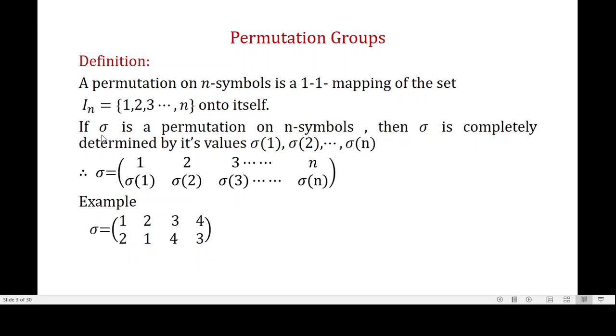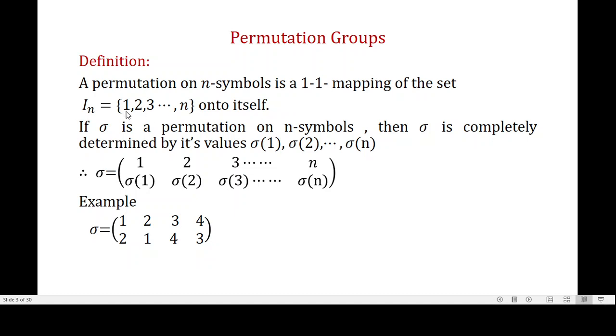So if sigma is a permutation on n symbols, denoted by sigma, then sigma is completely determined by its values sigma of 1, sigma of 2, etc., sigma of n. We have one set 1, 2, 3, etc., n, and another set the same. It's a mapping from the set onto itself.